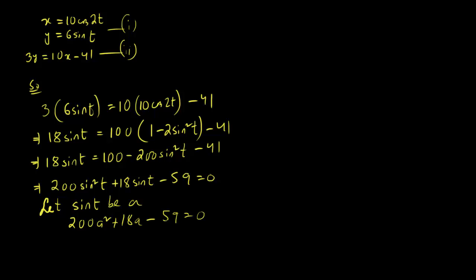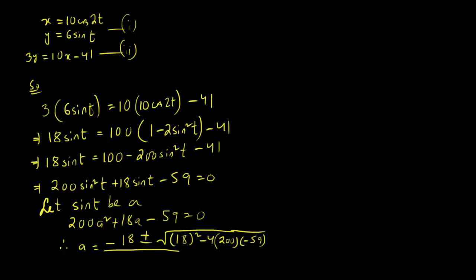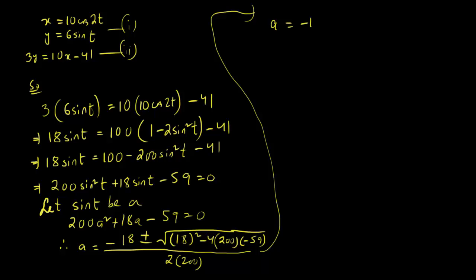Now it's a bit tough to do middle term break, so let's go directly to the quadratic formula. It is going to be a equals minus b, which is minus 18, plus minus square root of b squared, which is 18 squared, minus 4ac. So 4a is 200 and c is minus 59, divided by twice a. Twice a is 200. So this is going to be a equals minus 18 plus minus square root of... let's bring out the calculator.